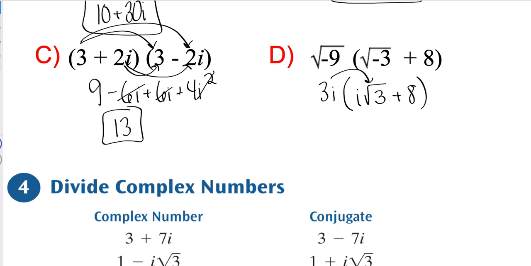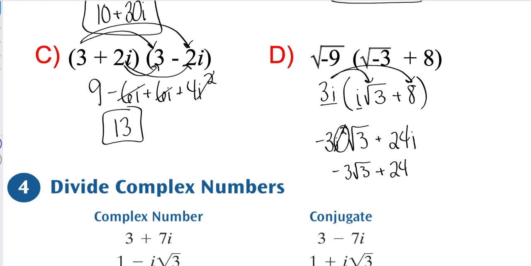Okay, so this looks a little goofy for the first one. I'm multiplying this by this. Remember, multiply the stuff on the outside, and then if there's anything on the inside, multiply that. So this first number is 3i squared root 3, and then I go into the second number. So 3 times 8 is a 24i. And then simplify if we can, which we can simplify this right there. i squared turns to a negative, and then we have this number here. So negative 3 root 3 plus 24i. So yes, you can have a square root and an i in the same question.